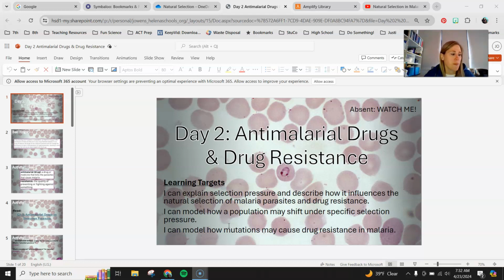Like I said yesterday, you are really going to get into today what drug resistance is and how this involves natural selection. And I can model how a population may shift under specific selection pressure. So again, when we change an environment, you should already have a pretty good background on how a distribution of traits in a population might shift. In this case, the trait we're looking at is malarial drug resistance. And finally, I can model how mutations may cause drug resistance in malaria. We have a little activity that we're going to do in class. You will have a little video to help you collect your data and graph your data.